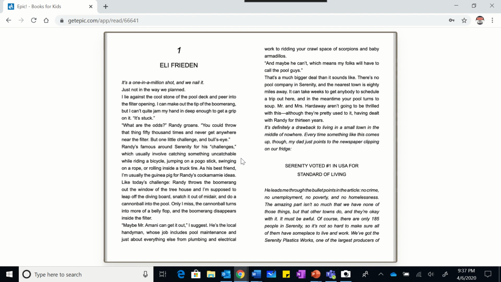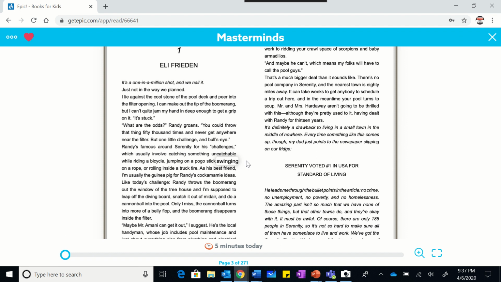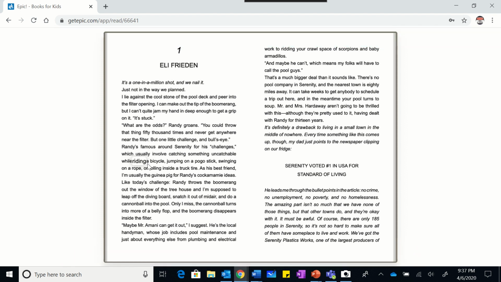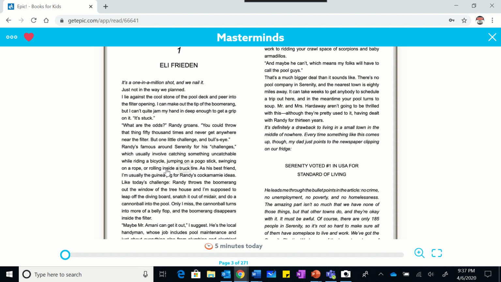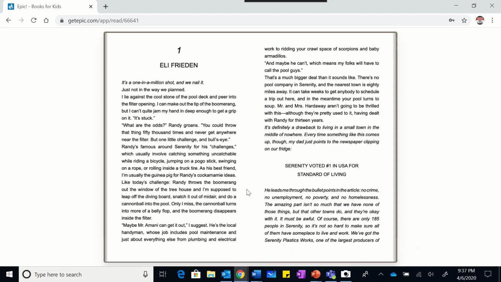Now, this kid does these things. He's trying to catch something while riding a bicycle, jumping on a pogo stick, swinging on a rope, or rolling inside a truck tire. What does that tell you about that character? Well, it tells you that he loves adventure, that he's willing to take risks, that he's stupid sometimes in the risks he takes, that he doesn't think things through.